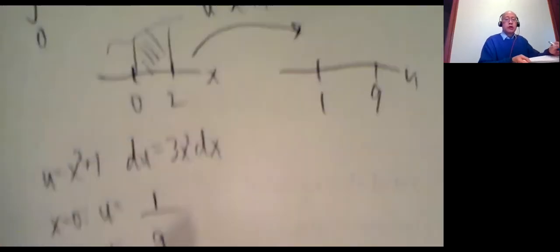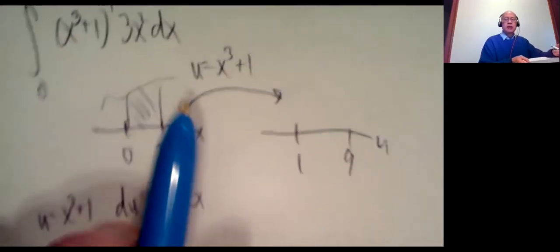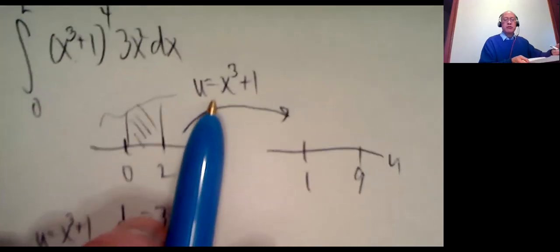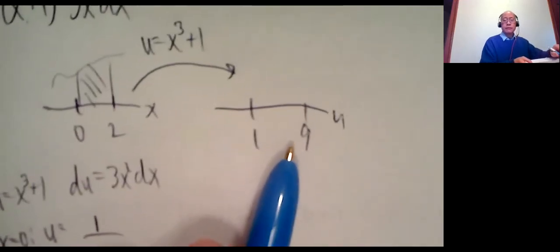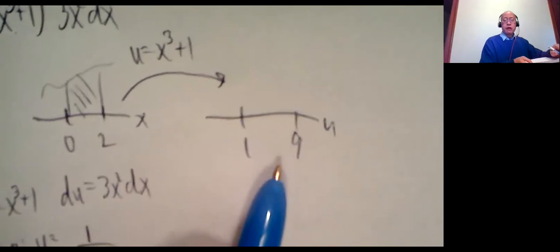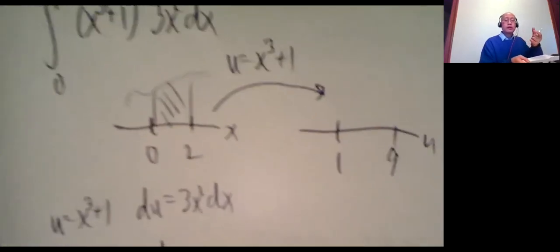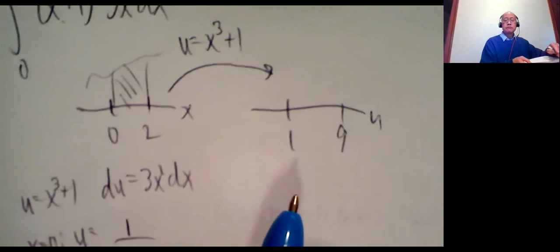The original picture, oh yeah, here's the function. I'm integrating from 0 to 2. By making use of this substitution, I'm no longer going from 0 to 2. Because they're related this way, u equals x cubed plus 1, the new integral goes from 1 to 9. Is that right? It's like the interval changed from 0 to 2 into 1 to 9. An interval changed to a different interval.